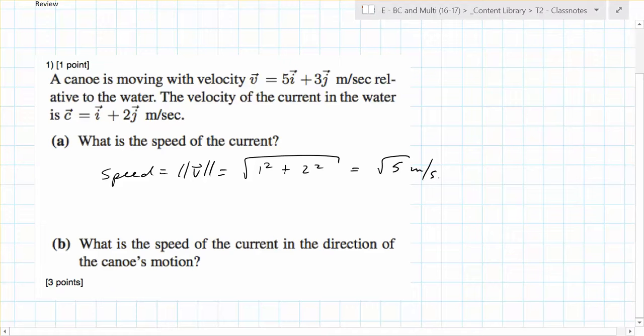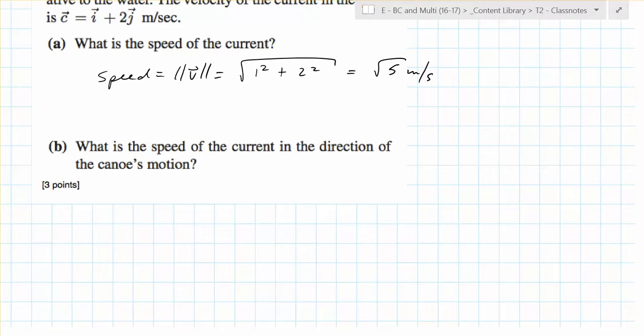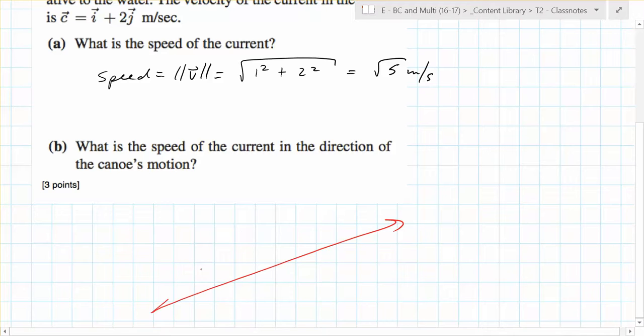Yes. Root 5 meters per second. Done. That is the speed. Speed is magnitude of velocity. And then it says, what is the speed of the current in the direction of the canoe's motion? So here's the thing. We've drawn this. Maybe it's not recognizable, but you have two vectors going on right here. What could those two vectors be?